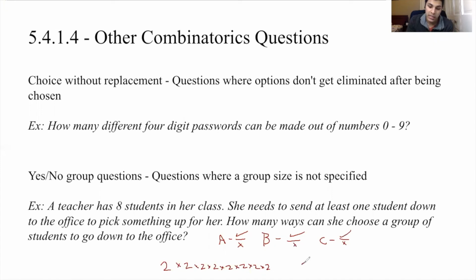And therefore we get 2 to the power of 8. So the way that we do this question, when you have this unspecified group size, is you say, and I'll call this number C for how many choices each student has. In this case, we had 2 choices per student. They were either in or they were out, to the power of how many students there are, which I'll call n. So C to the power of n, or 2 to the power of 8, gets us to 256.